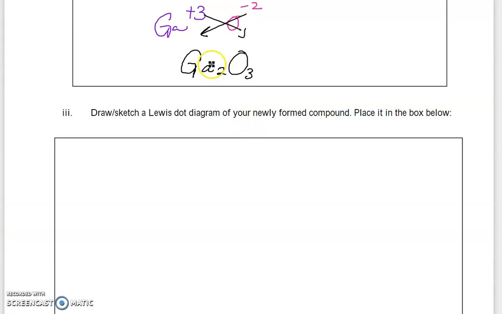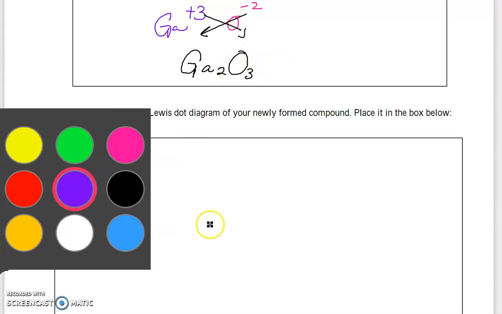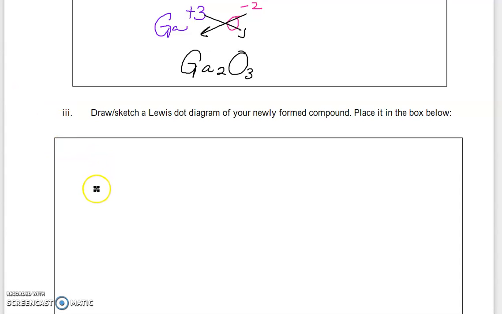Okay, so from crisscrossing, we saw that we have 2 Ga's and 3 O's. So I'm going to go ahead and write that out here, that I have 2 Ga's and 3 O's. So 1, 2, 3.